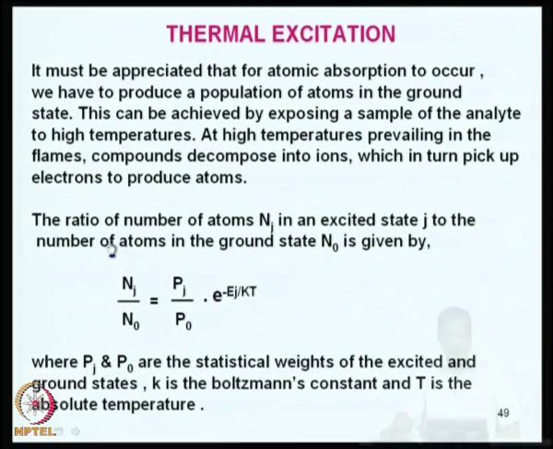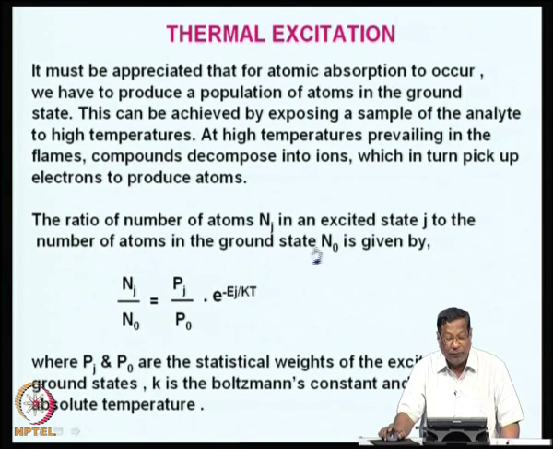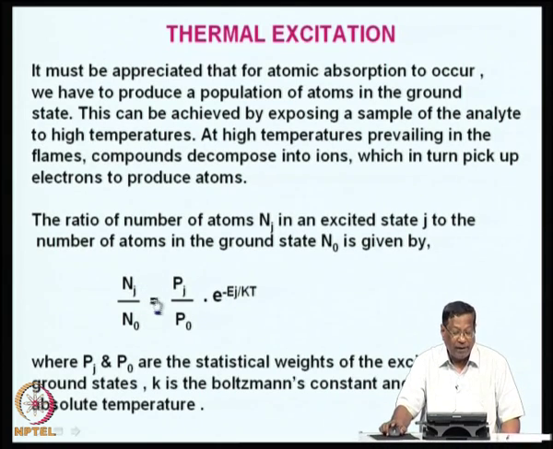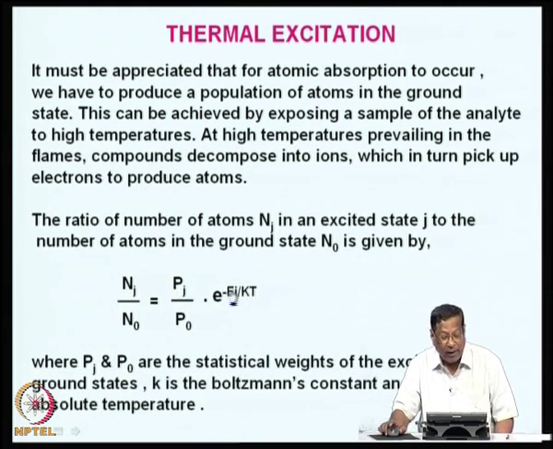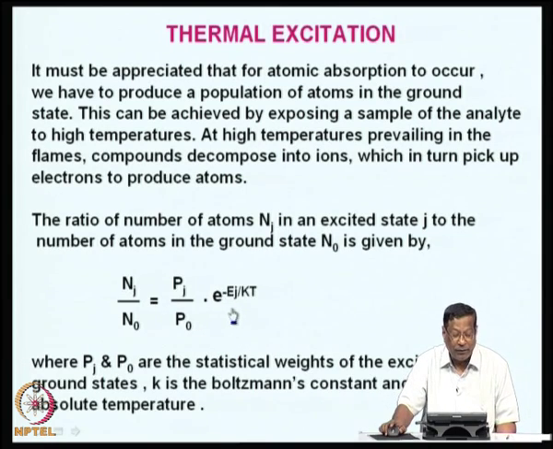The ratio of number of atoms Nj in an excited state j to the number of atoms in the ground state N0 is given by this expression: Nj by N0 is equal to Pj by P0 multiplied by e to the power of minus Ej divided by kT, where Pj and P0 are the statistical weights of the excited and ground states, k is the Boltzmann constant, T is the absolute temperature, Nj is the number of atoms in the excited state and N0 is the number of atoms in the ground state.